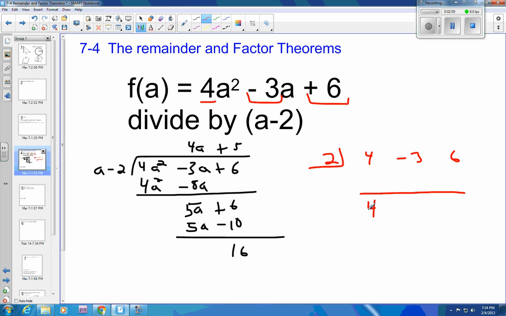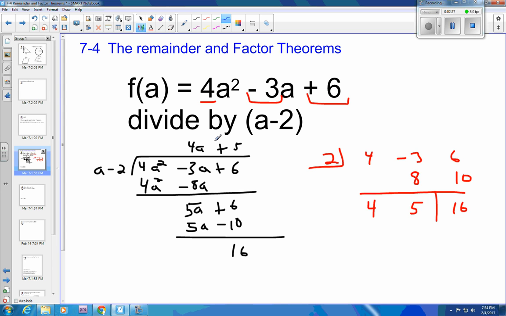Remember that the 4 comes straight down. And then we go 2 times 4 is 8, and we put the 8 here. And then we add straight down, so that's a 5. And remember that line's there for our remainder. 5 times 2 is 10, and we add straight down, and we get 16. So again, we get a remainder of 16.